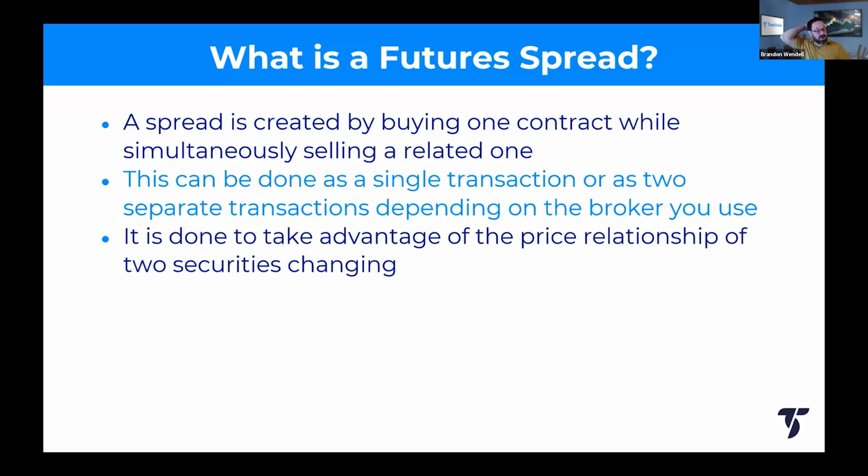So we're doing this because we're not trying to profit from an upward or downward move in the individual securities. We're trying to profit based on the relationship between the two securities. The price difference between the two either widens or narrows. Even if they're both moving up or down, they don't always move at the same pace. And that's what a spread does. It's trying to take advantage of the mispricing between two related securities.